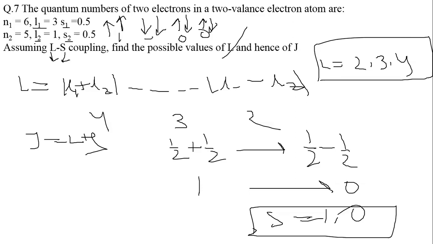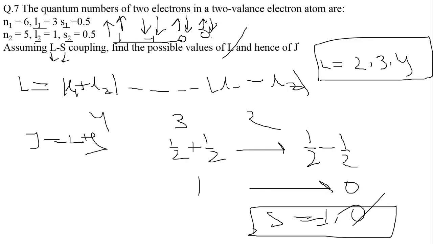It is minus half minus 1. So it is 0, and one set is 1, minus 1, 0. So this 0 corresponds to S equal to 0, and these minus 1, 0, 1 correspond to S equal to 1. So what we got? We got L equals 2, 3, 4 and S equals 0 and 1. So corresponding to this we need to calculate possible values of J.